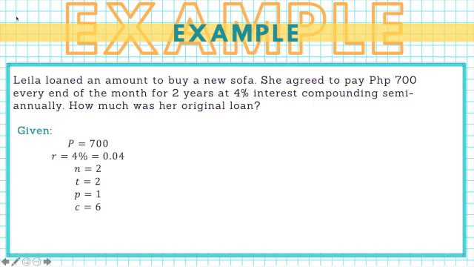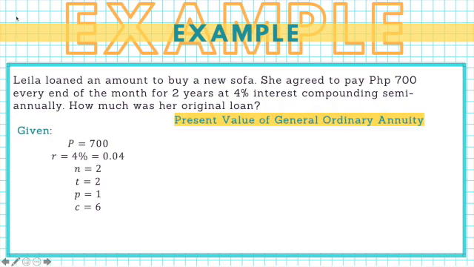Let us now identify what type of annuity is involved in this situation. It is said that you are paying monthly but compounding semi-annually. Since the payment interval is not the same as the compounding period, this is a general annuity. And since the payments are made at the end of each payment interval, we are dealing with the general ordinary annuity. We are solving for present value because you are being asked how much was the original loan.